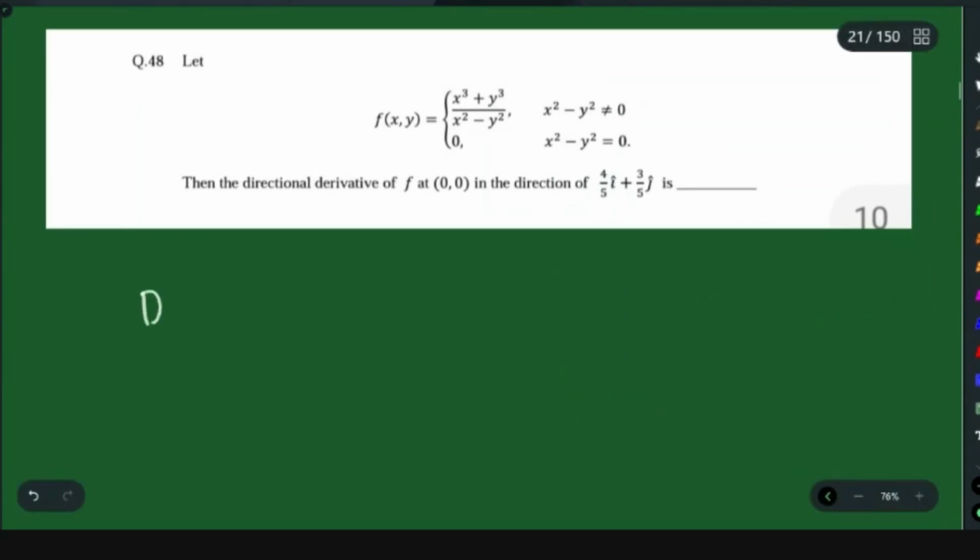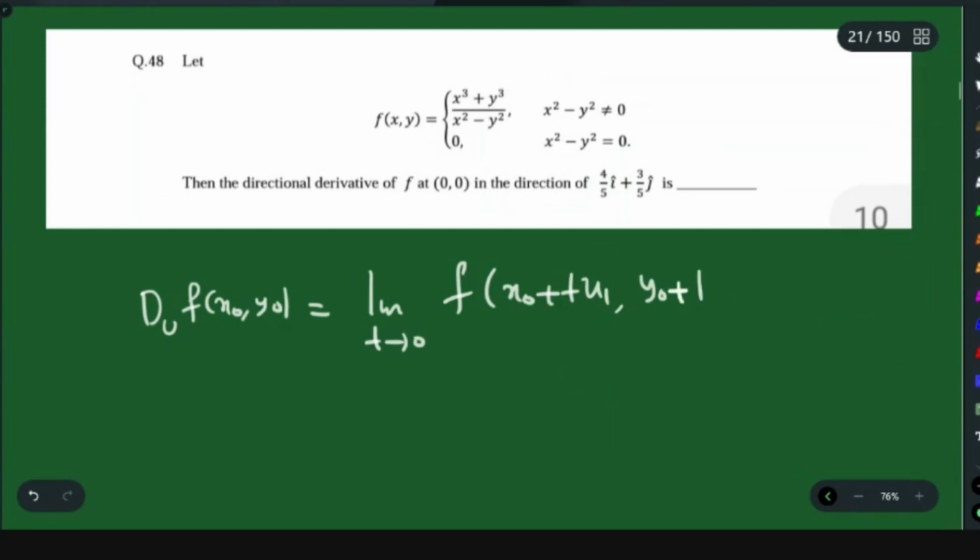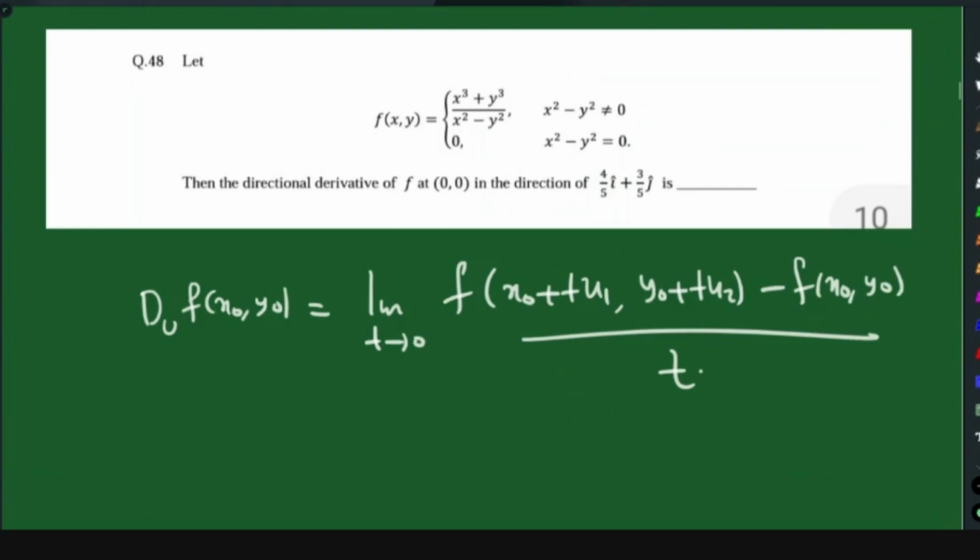So what was the definition? D_u of f at (x naught, y naught) is equal to limit t tending to 0 of f of (x naught plus t u1, y naught plus t u2) minus f of (x naught, y naught), divided by t. This was our definition for the directional derivative. u is a unit vector. First you have to check whether the given vector is a unit vector. If it is not, you divide it by its length, then it becomes a unit vector.